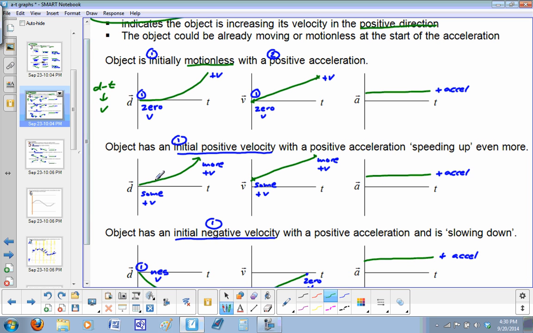If I already have a little bit of a velocity, I'm just going to have a little bit of a slope on the position graph. So I'm already moving. And the velocity graph is starting above zero. So it's up here. And the acceleration is still positive. It really doesn't change.